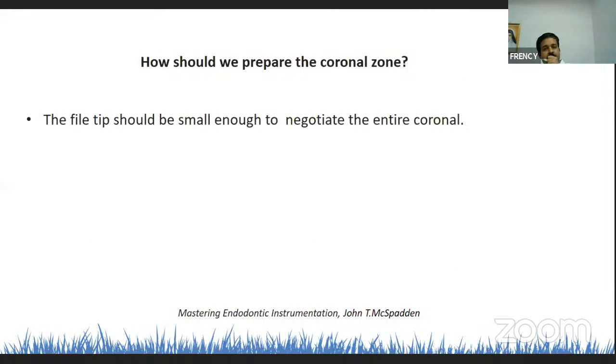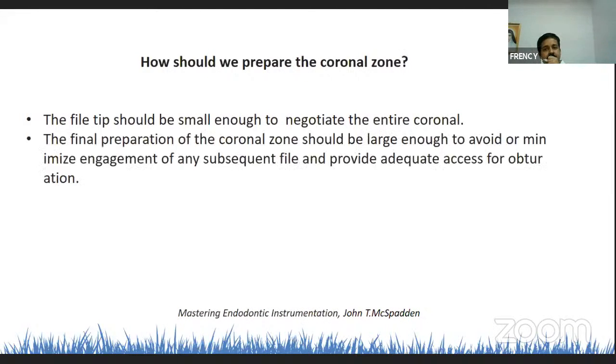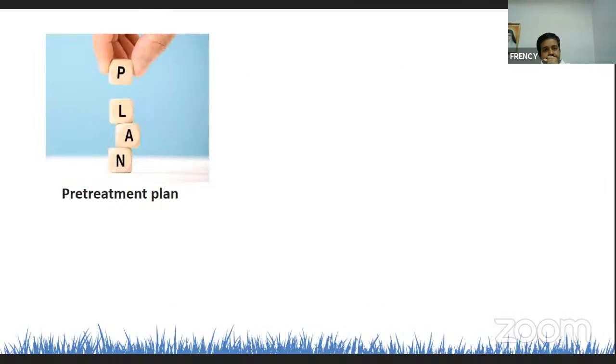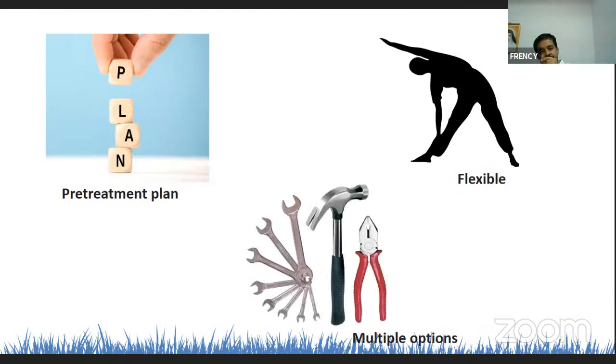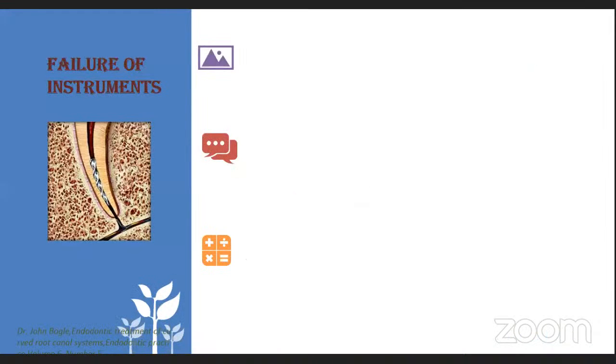Then how should we prepare the coronal zone? The file diameter should be small enough to negotiate the entire canal, and the file should not have much resistance in the coronal area. So always have a pre-treatment plan. It should be a flexible plan, and always have multiple options of instruments at your site.